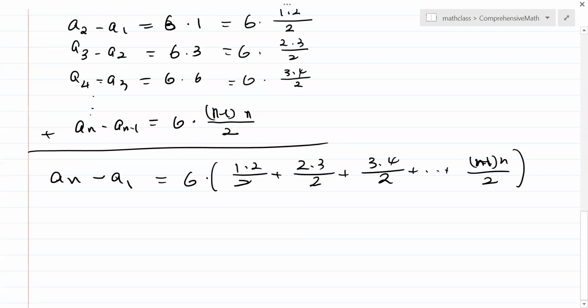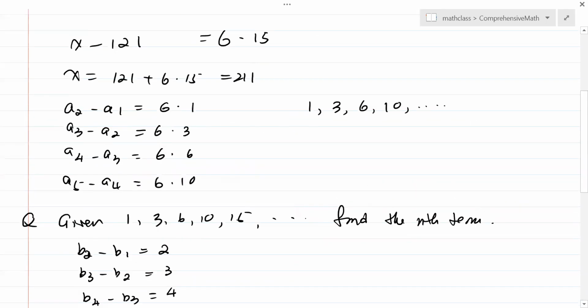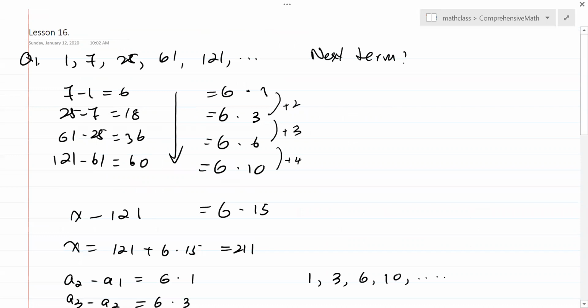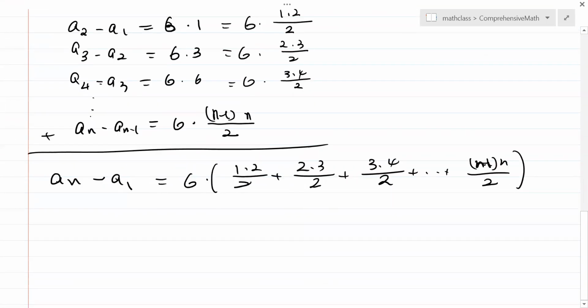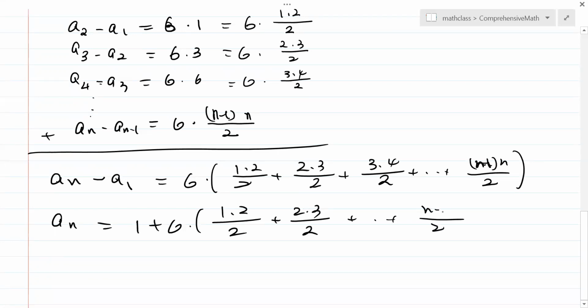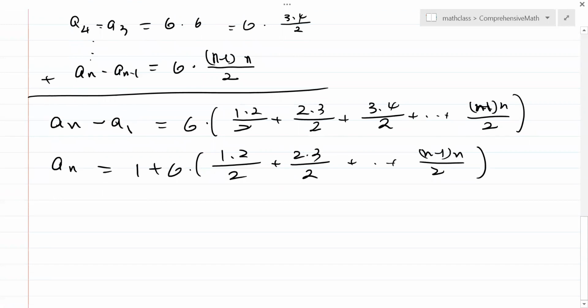That's a good question. Okay, so A1 is 1, right? We already know that A1 is 1. So don't worry about it. So the general formula an is going to be 1 plus 6 times that sum. I'm not going to go back to this problem. I want to do a separate problem. Okay, you see, so this is the answer. As long as you are able to add all the numbers together, you can do this.